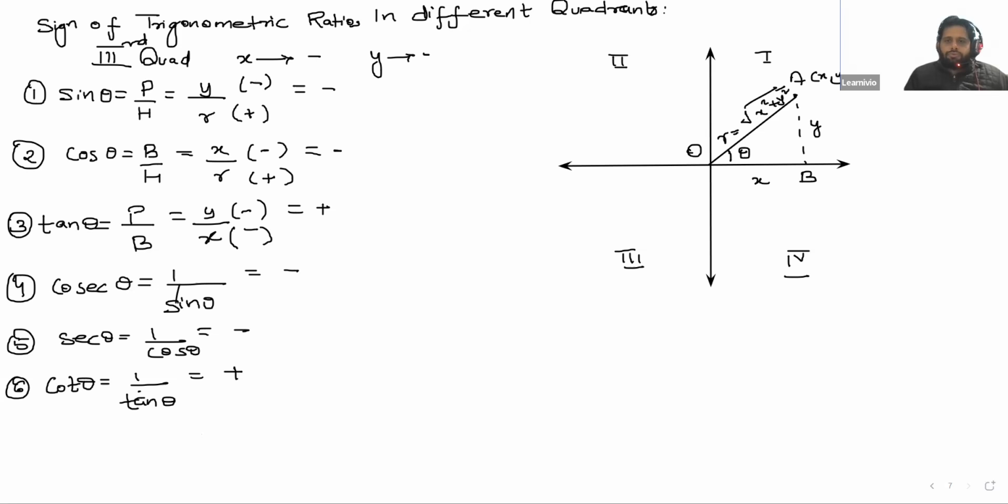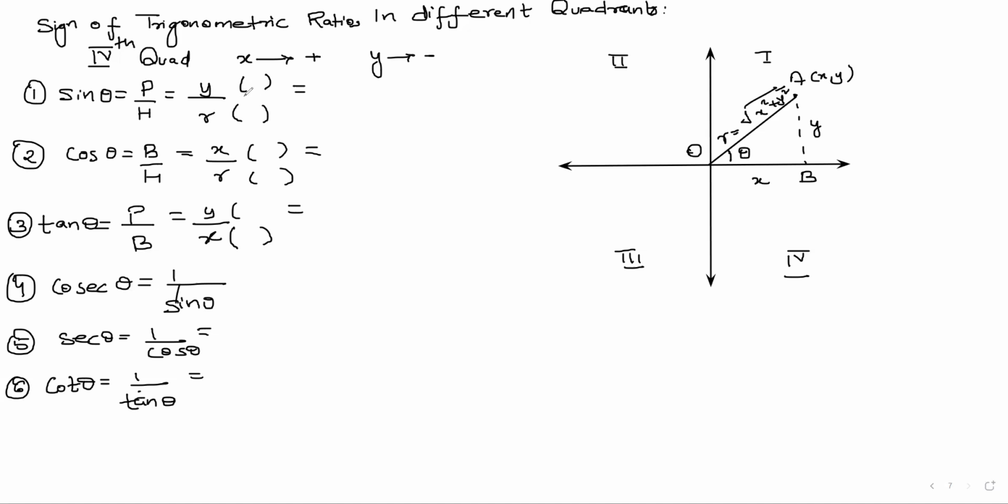Now we will check the fourth quadrant. In the fourth quadrant, x is positive, y is negative. Now sine theta is y by r, so minus by plus will give you negative. Cos is plus by plus, this will give you positive. Tan will give you negative by positive, so negative.